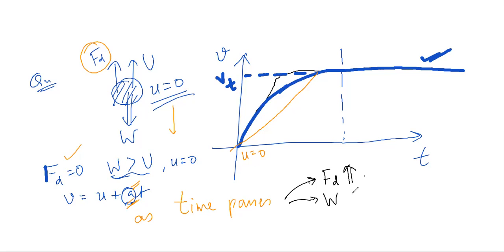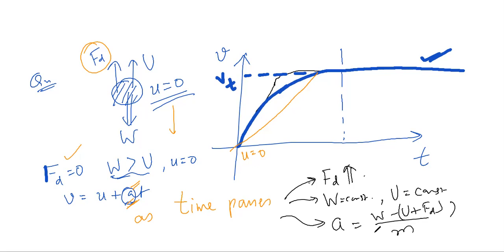And in that meanwhile, w is constant. There is no change in it. U is constant. There is no change in it. But what is changing is acceleration, which is equal to w minus u plus fd, upon m. So this particular thing is changing. That means acceleration is increasing up to a certain time. After that, acceleration becomes zero. When w is equal to u plus fd, then acceleration becomes zero. That means after that time, this object is moving with constant velocity, which is called terminal velocity.